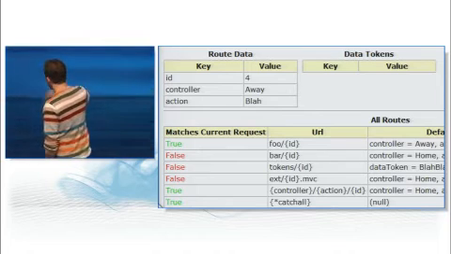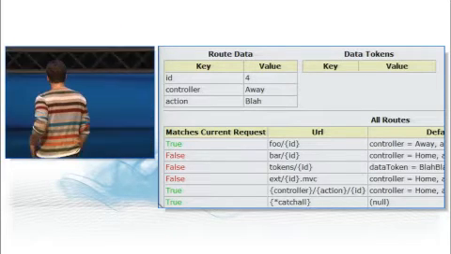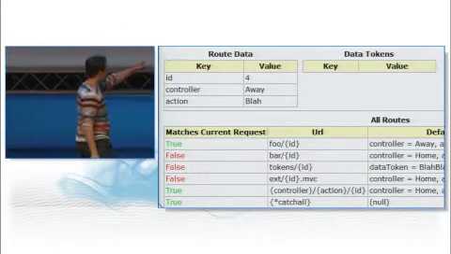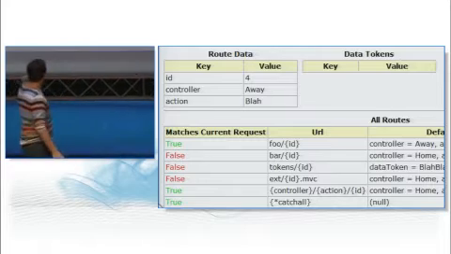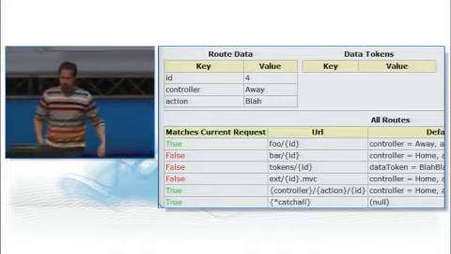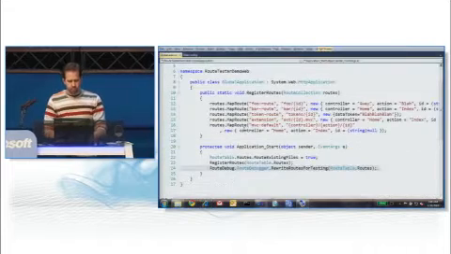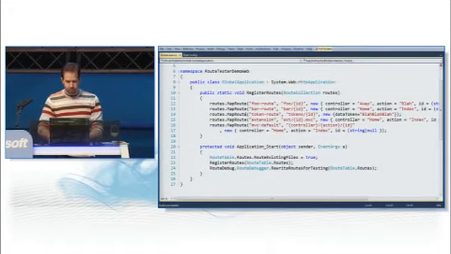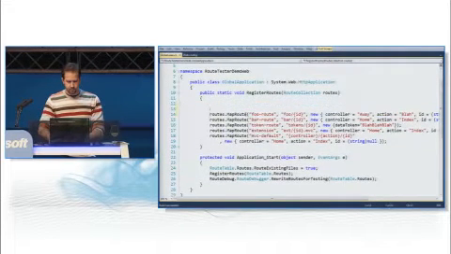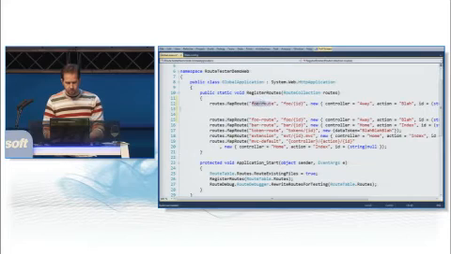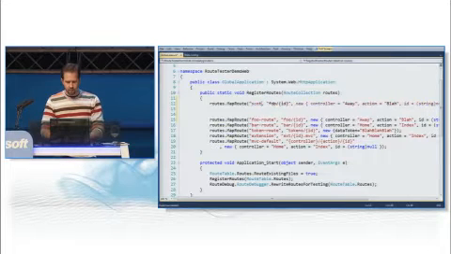That first request also matches other ones. You see the default route here, controller/action/ID. It matches that one too, which is kind of the problem that we were having. So let's create our route over here. Make a Scott route.